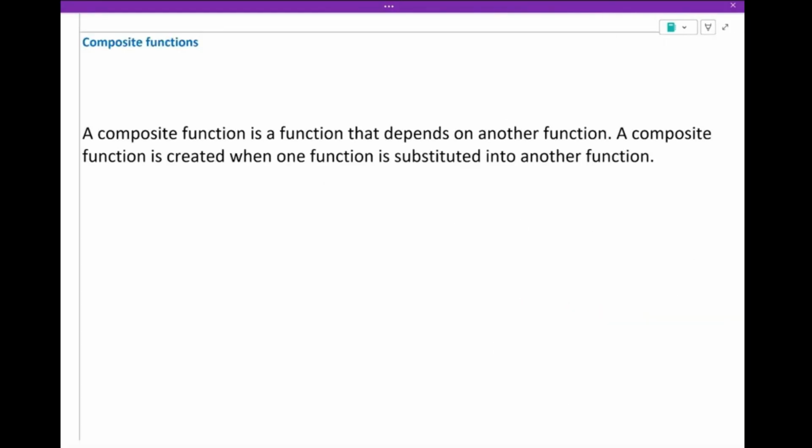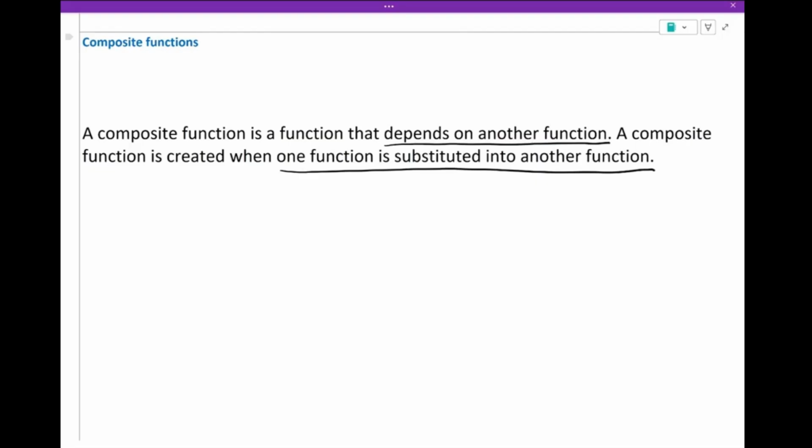So we're now going to look at composite functions. So the definition is here. A composite function is a function that depends on another function, and it is created when one function is substituted into another function. You can also substitute a function into itself. That's fine. That will give a composite function.